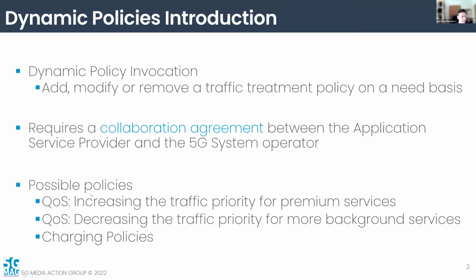Some example policies here are, for instance, quality of service to increase the traffic handling priority, for example for a premium service. Another example would be a background service. If you know that this is something that is not continuously consumed, you may want to decrease the priority a bit. And the other one is, of course, a bunch of different charging policies and different types of things in place which impact the traffic charges, which can also be modified.